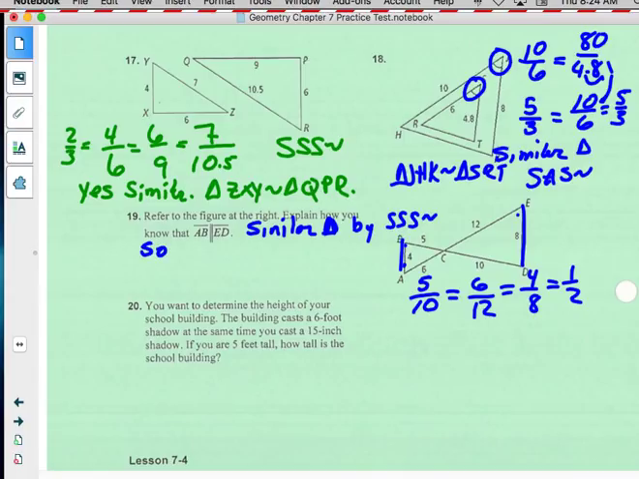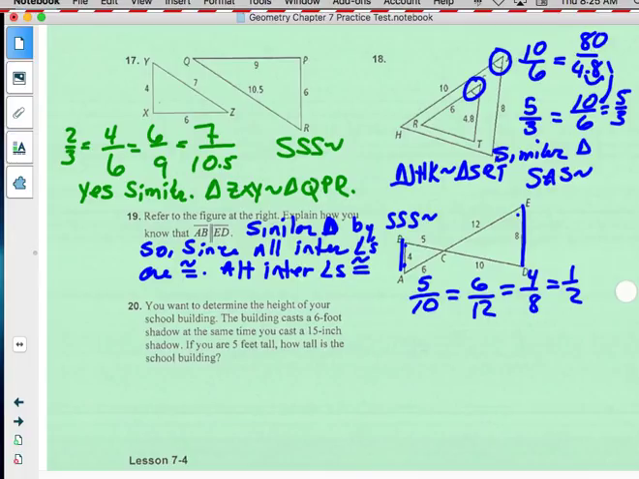So since all the interior angles are congruent, and I now have alternate interior angles congruent, then by the alternate interior angles converse, I have AB parallel to DE.